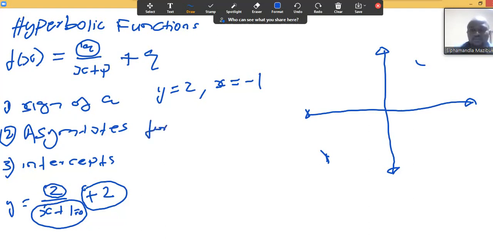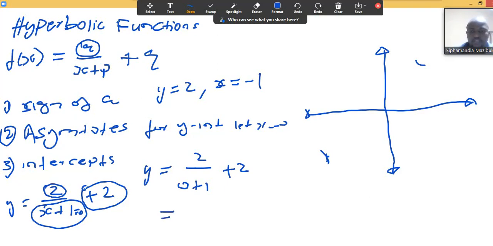For the y-intercept, let x equal to 0. From the original equation, we will have y is equal to 2 over 0 plus 1, plus 2. You can just put this straight into the calculator and you will notice that you get 4. So that is your y-intercept. And for the x-intercept, you let y equal to 0.